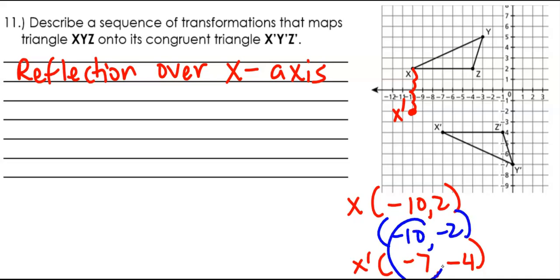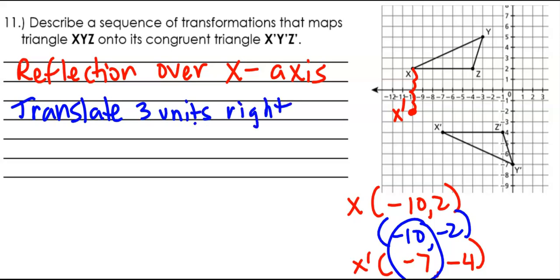Now, how do I get from -10 to -7? Well, I have an increase or a translation, a slide of 3 units to the right. And then how does -2 become -4? 2 units down. So 1, 2 units down, 1, 2, 3 units right. That puts us here. And that concludes homework number 19.